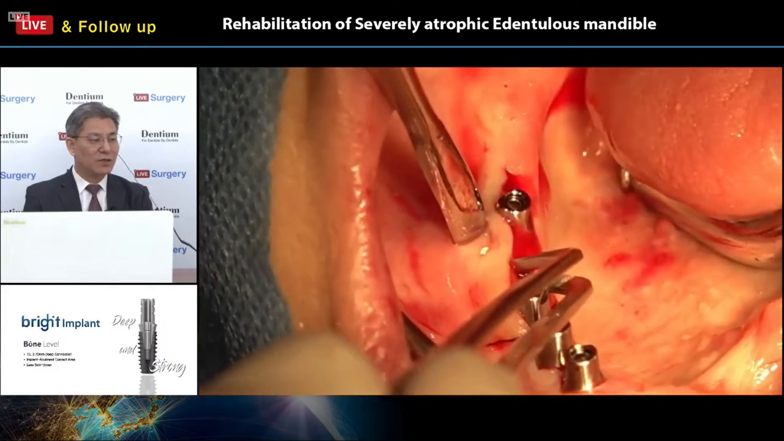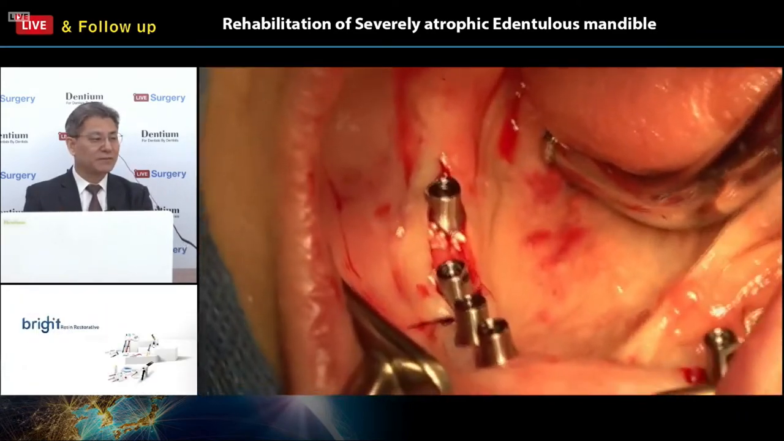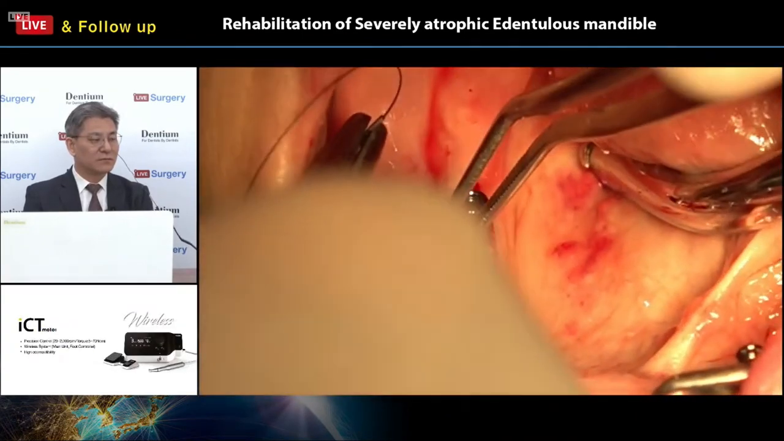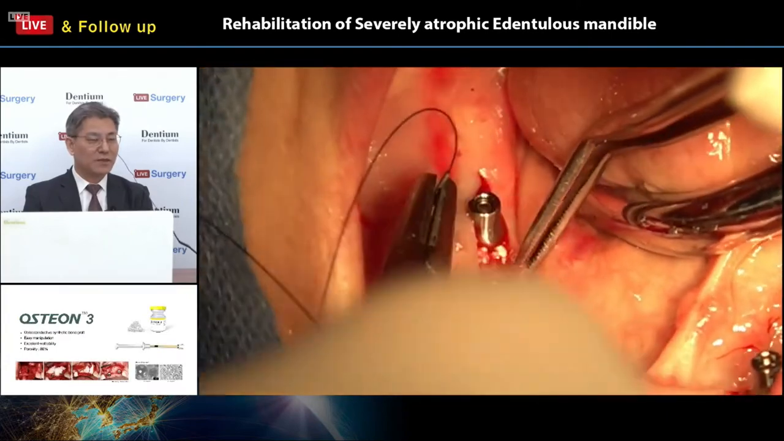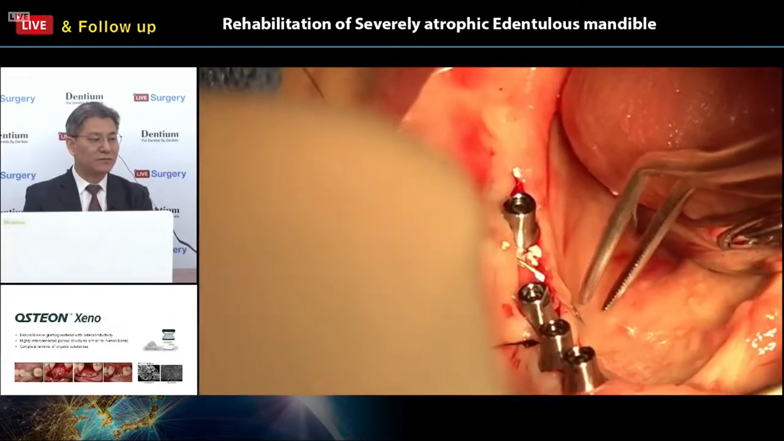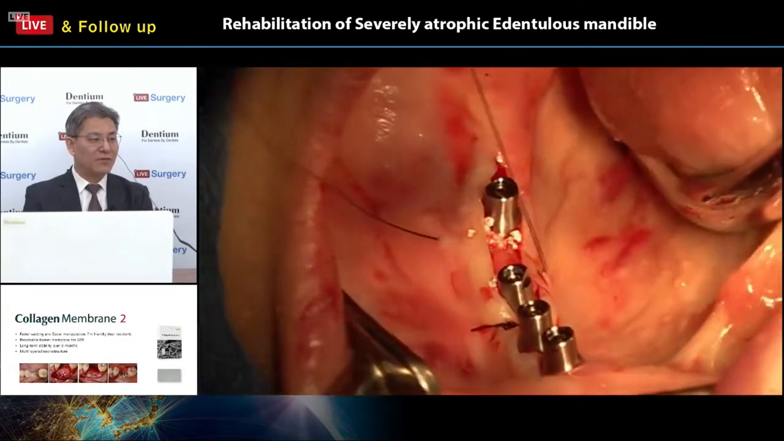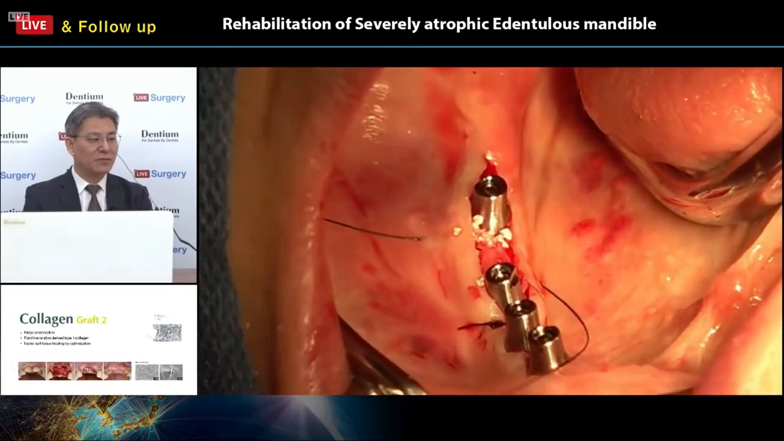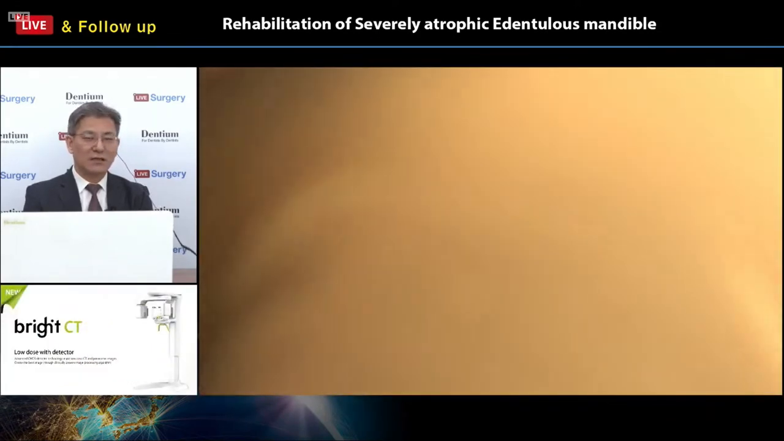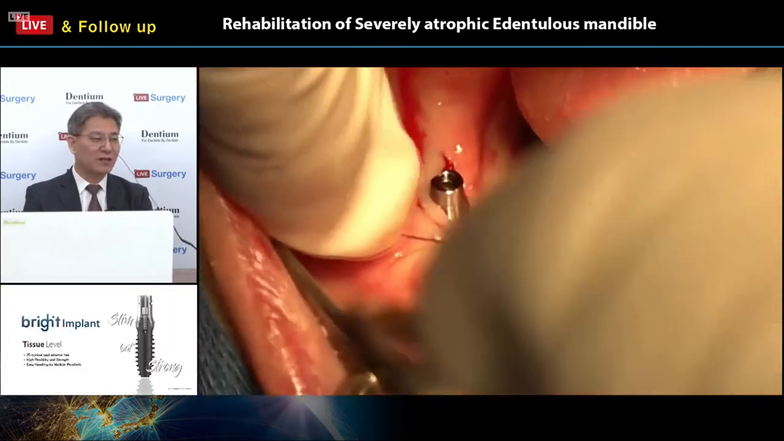He wants to make this posterior area more prominent, because of some depression in the bone shape. I think they are perfect installations with perfect position, perfect angle, like digital guided surgery, even though it was freehand style.